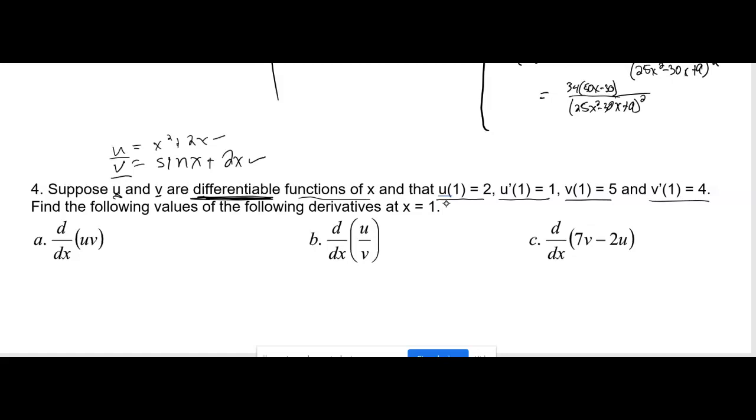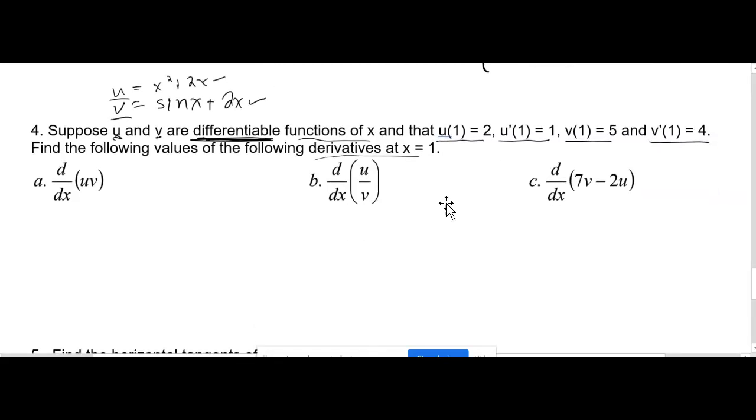And then what I want you to do is find the following values of the derivatives at x equals 1. So when you look at this here, this notation was one of the ones that you could have put on your quiz and your test.